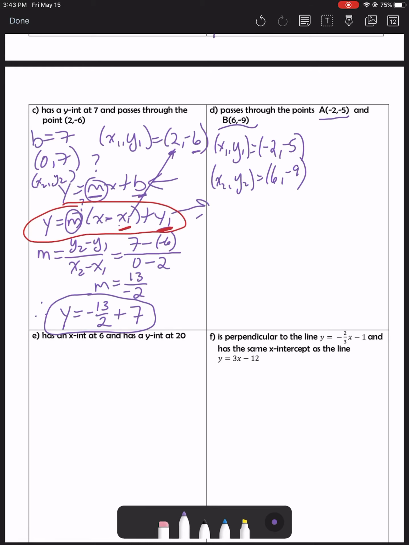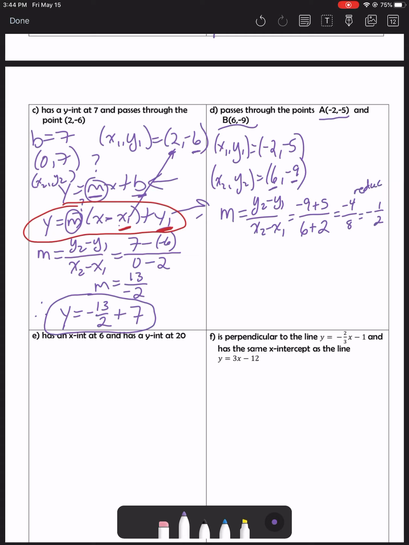Okay, so I need the slope and I need the point. I have 2 points. How do I find the slope? Well, we go to the slope formula. So we do y2 minus y1 over x2 minus x1, which is minus 9 plus 5, because subtracting negative 5 gives us a plus 5. And then since I started with minus 9 on the top, I've got to start with the 6 on the bottom, and that's going to be plus 2. Minus 9 plus 5 is minus 4. 6 plus 2 is 8, so that equals negative 1/2.